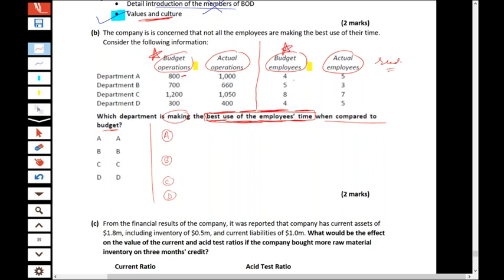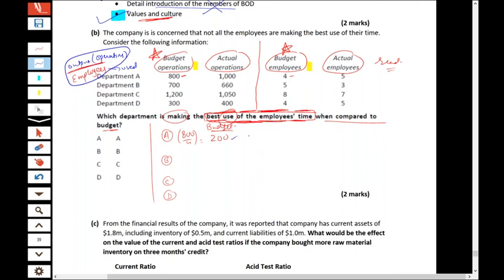The budget was 800 operations from 4 employees. That means the budget was 800 divided by 4, that means 200. What is this figure? I am dividing budget operations by the employees. That is the use of the employees. So when something is in use, in the denominator you will place employees, because employees will be used, and the output is on the numerator. That is the operations, that is operations per staff.